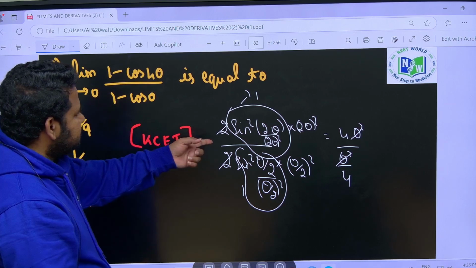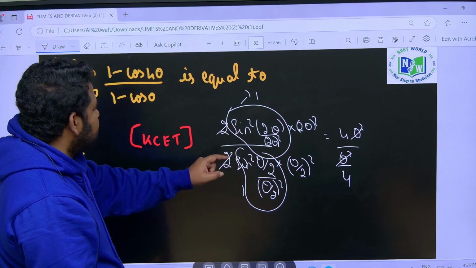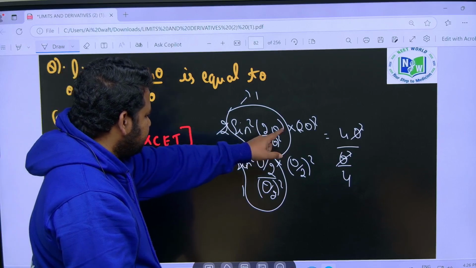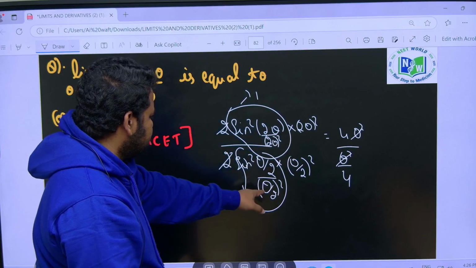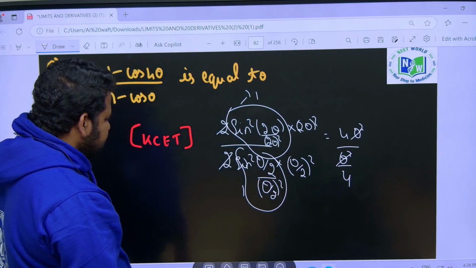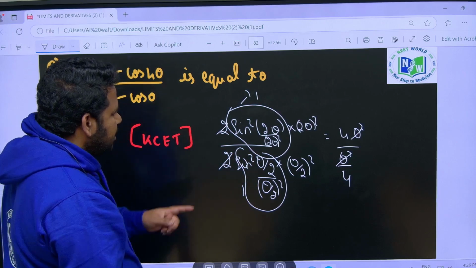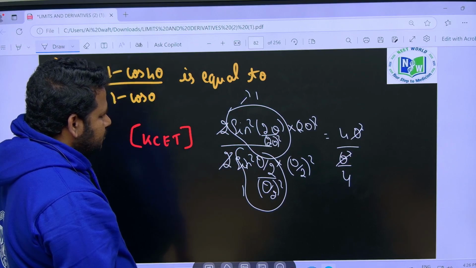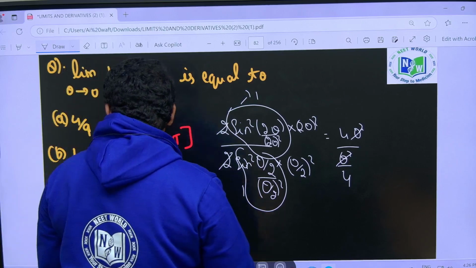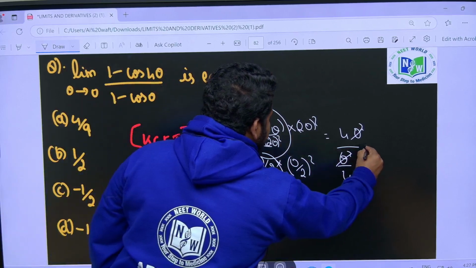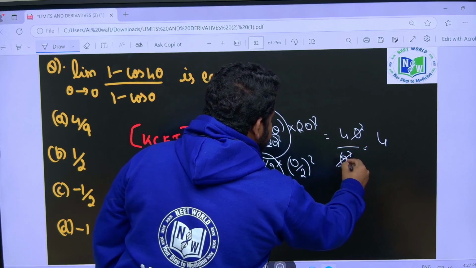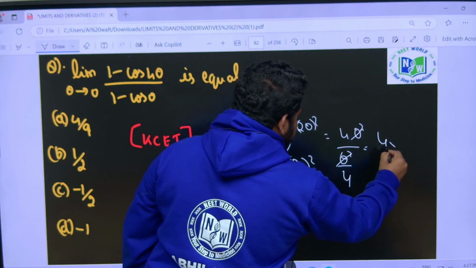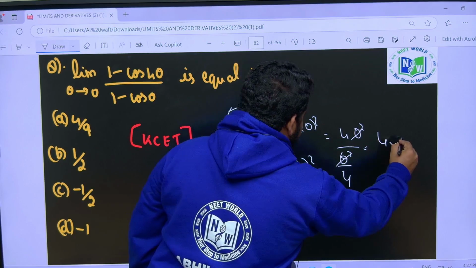1 minus cos 4 theta is 2 sin square 2 theta. This is 2 sin square theta by 2. So I will divide by 2 theta square, and this will be 2 theta by 2 square. Fine. This is equal to 1, and this is equal to 1. Now I have 4 theta square divided by theta square by 4. So 4 theta square cancels, and if I multiply, 1 by 4 will become 4 by 1. Let me check.